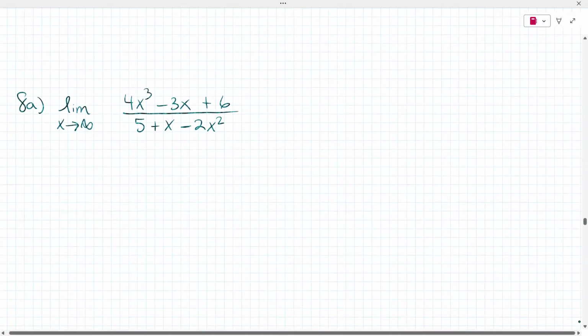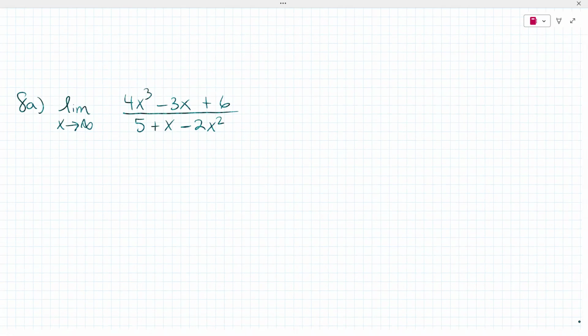Let's move on to example 8a. What is the limit as x approaches infinity of 4x cubed minus 3x plus 6 over 5 plus x minus 2x squared? What is the highest term on the numerator? It is 4x cubed. What is the highest term on the bottom? It is -2x squared.